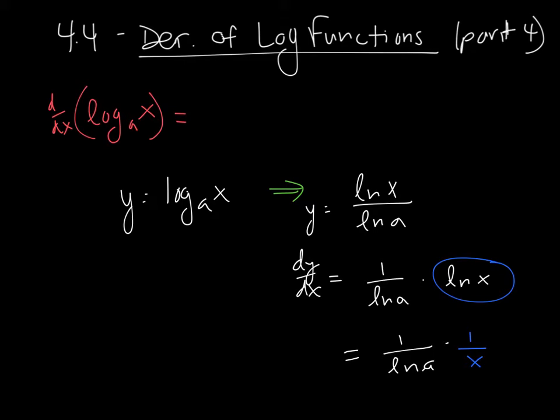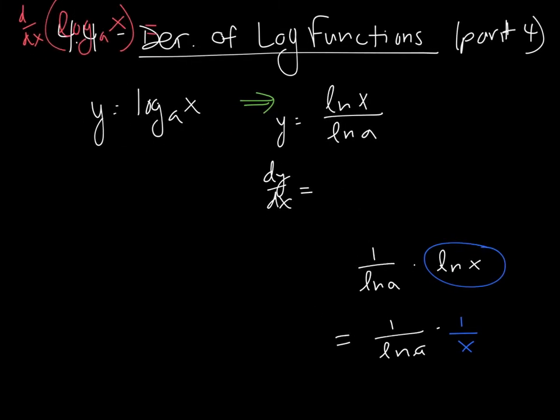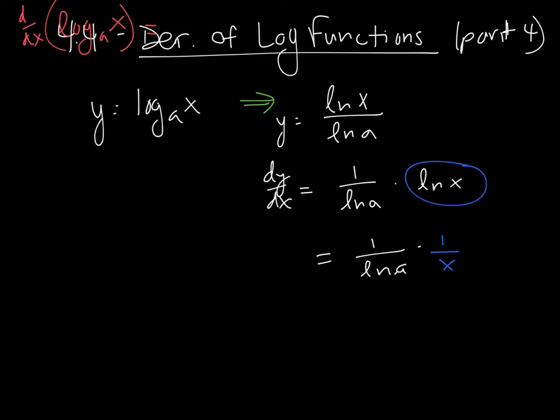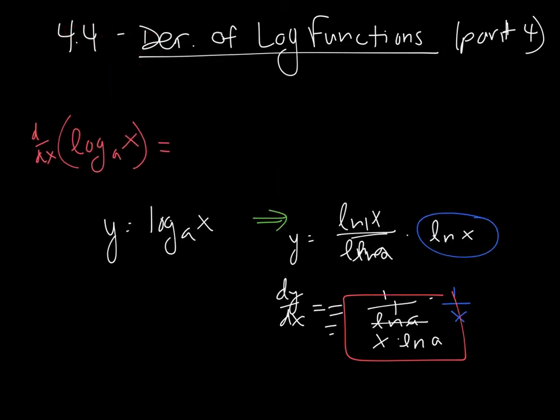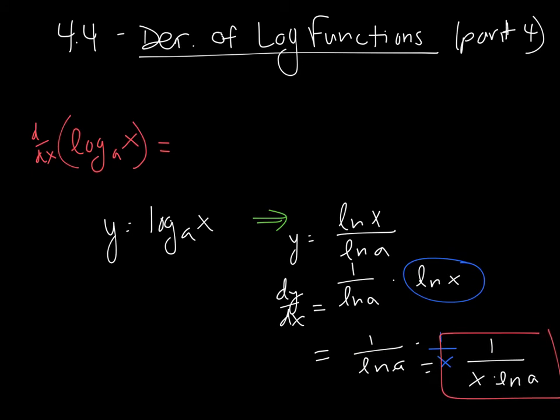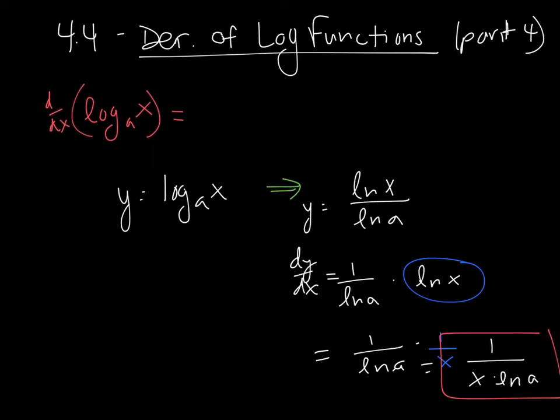So my derivative ends up being 1 over, I'm just going to combine those by multiplying my denominators, multiplying my numerators, 1 over x natural log of a. And that is going to be my pretty simple rule for when I have a log base other than e. So let's go ahead and jot that down up here so that we have a nice formula for ourselves. 1 over x times the natural log of a.